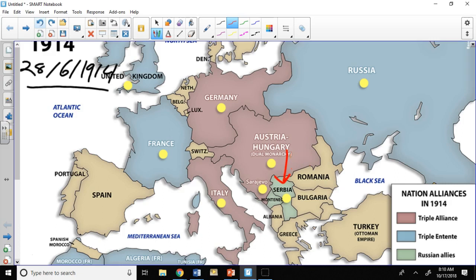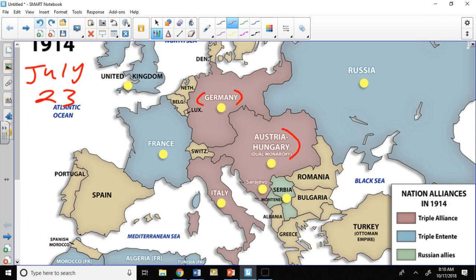Now we're going to fast forward just a little bit longer. Let me get this off the screen for you real fast. The next date we're going to talk about is July 23rd. On July 23rd, Austria-Hungary, with the backing of Germany, this is that blank check we're talking about, is going to deliver an ultimatum to Serbia.